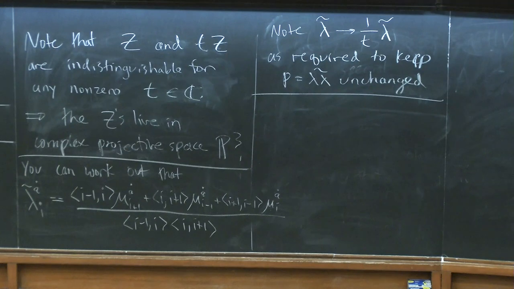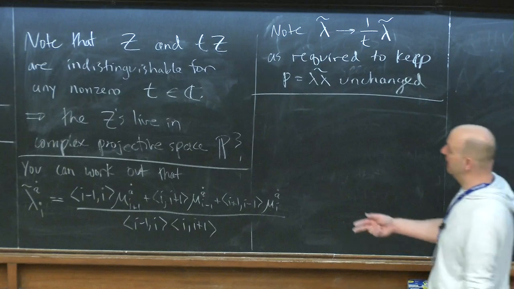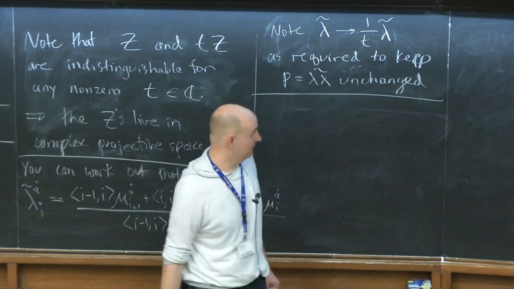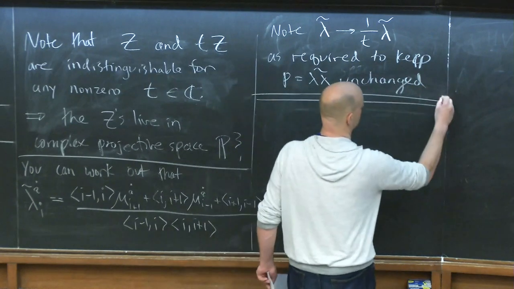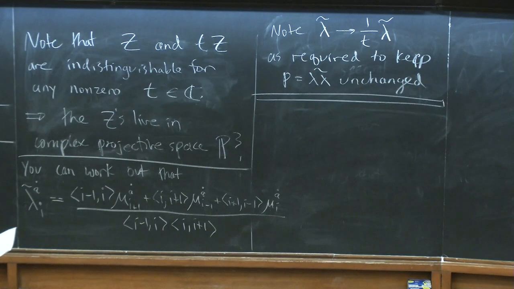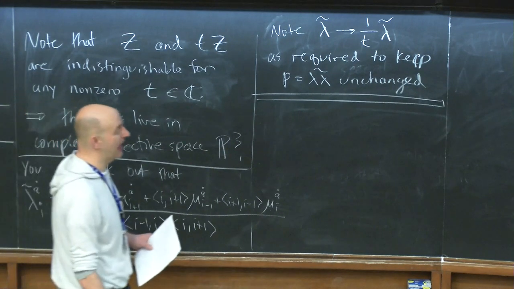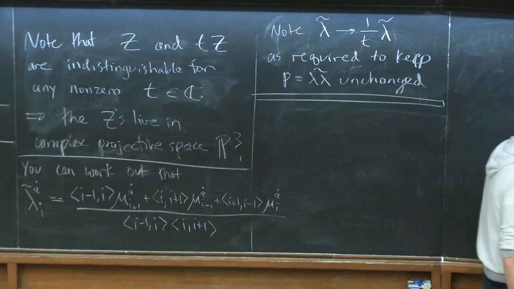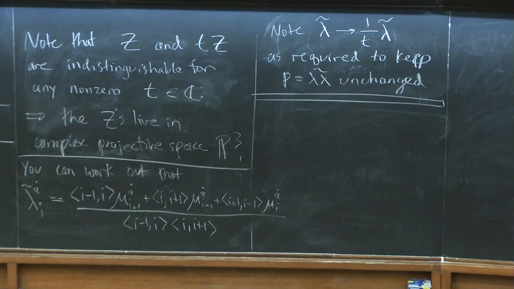So where we are so far, let's just review. If you give me the kinematic information of a scattering problem, I can encode that in n points in P3. Now I want to explain the reverse. I want to show that if you give me n points in P3, I can reverse engineer the kinematic information.